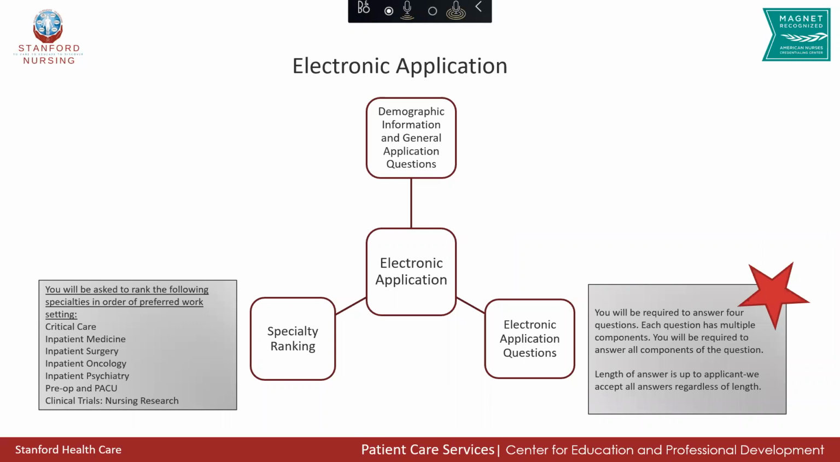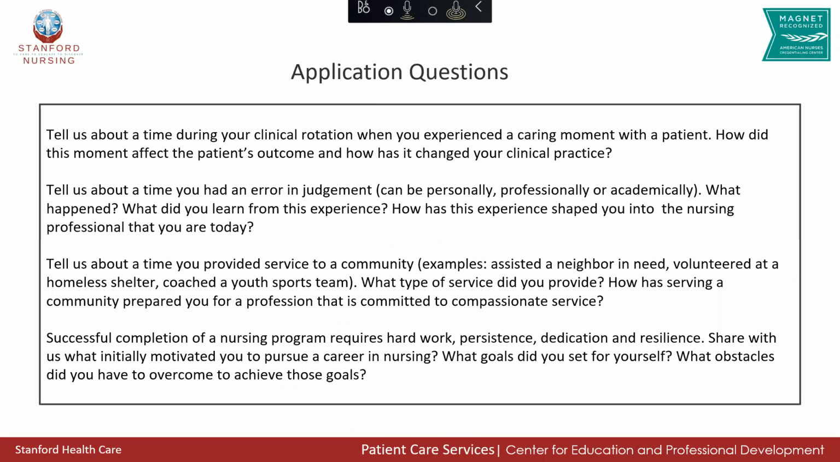And then you will have electronic application questions, and there will be 4. You will be required to answer all 4 of these questions. You will notice that there are multiple components to each question. You are required to answer all components of the question. The length of your answer is again up to you. We accept all answers regardless of length. These questions are really the meat of your application. This is where the majority of the points are allotted to these questions. These are the questions that you will see on the March 2022 application.